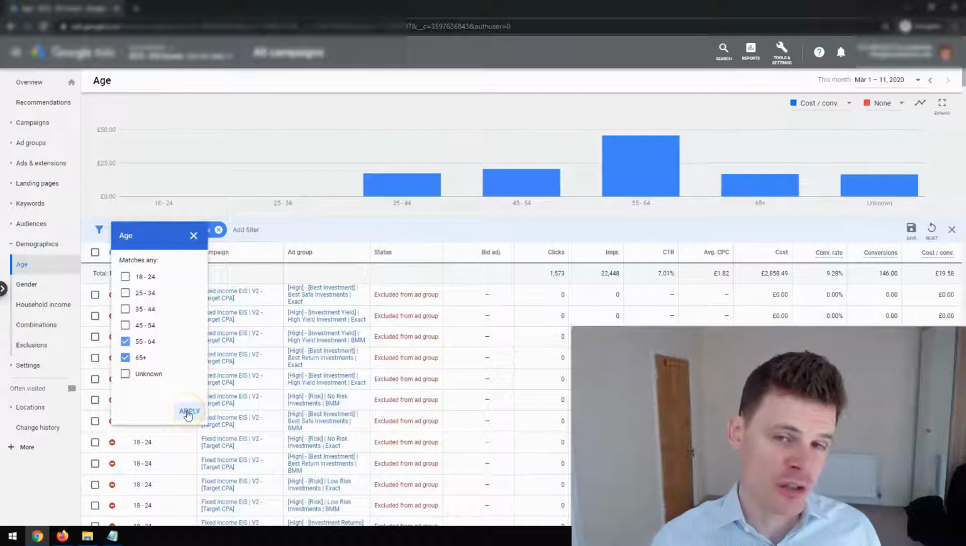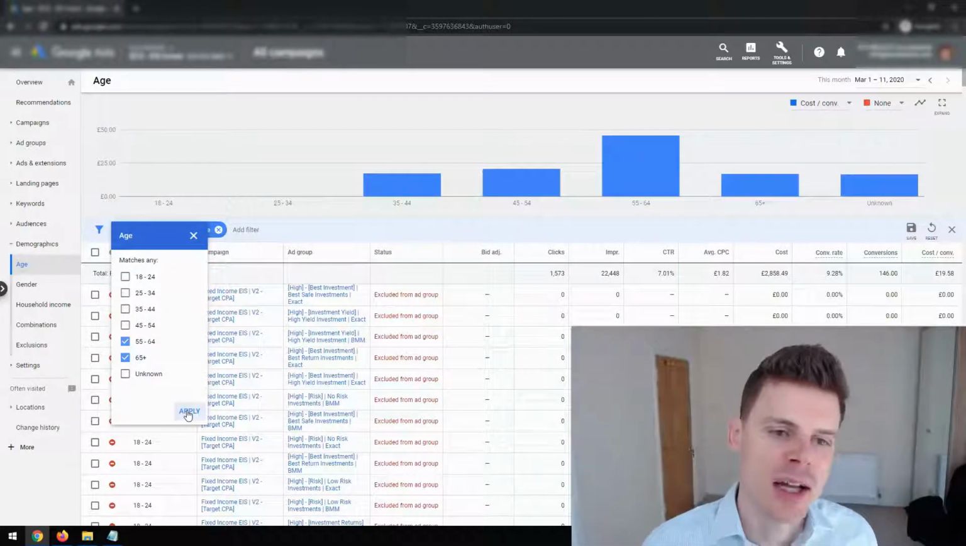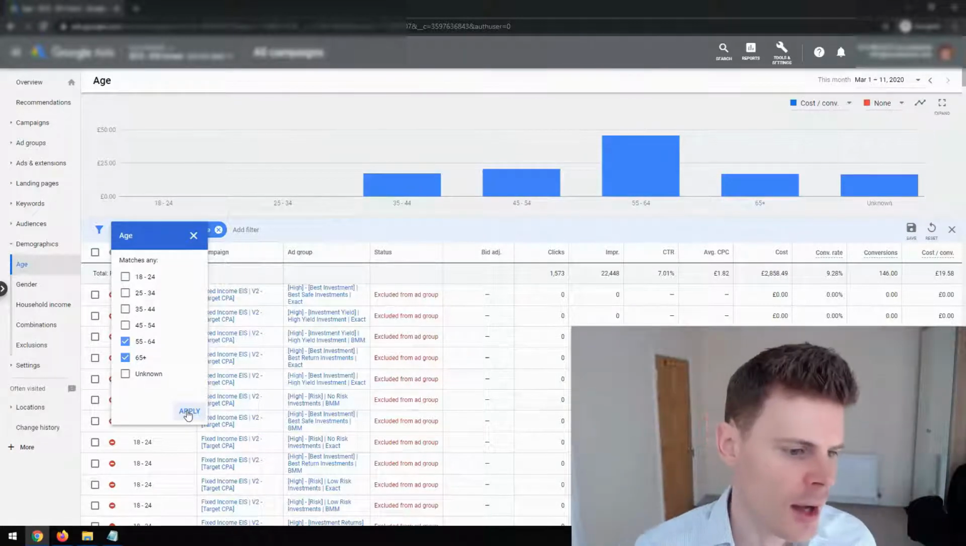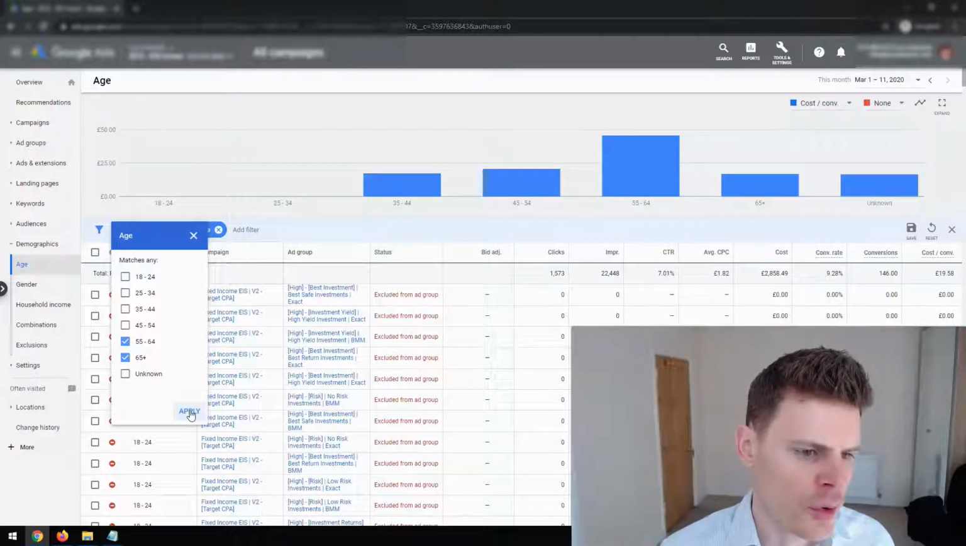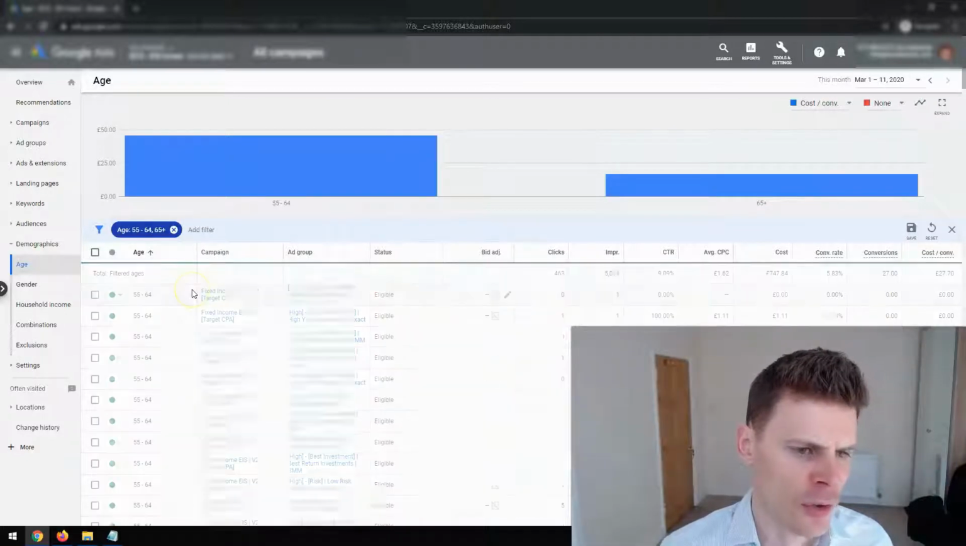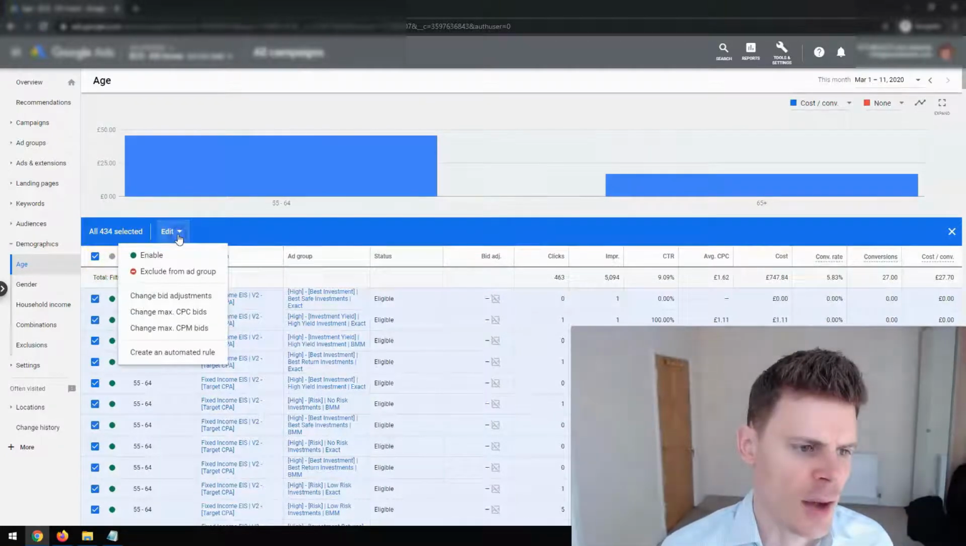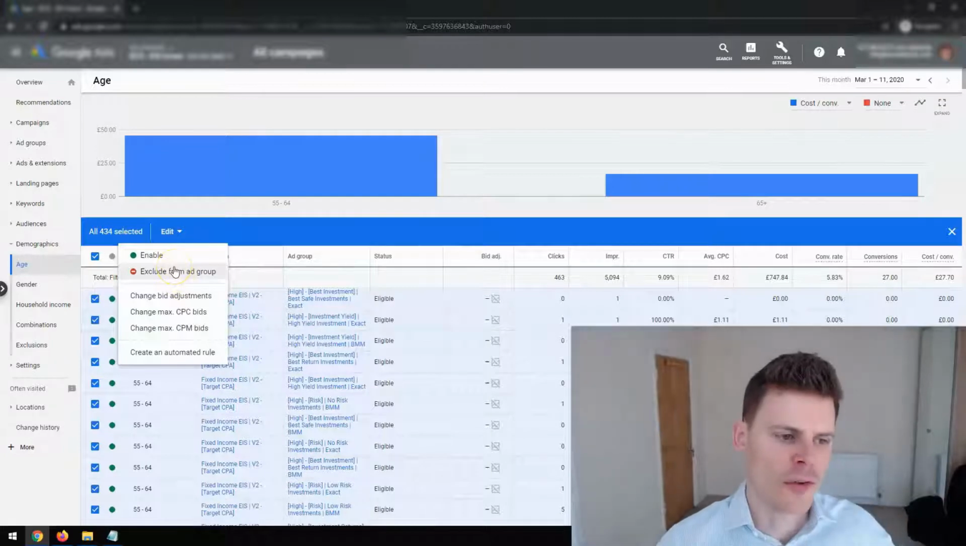They might be searching for your product, perhaps for research. There could be any reason, but they're not looking to purchase your product. So what we're going to do is click apply. We're going to look at those groups, and then what we're going to do is highlight all of them on the left, and we're going to click exclude from ad group, and that would block all of those age groups.